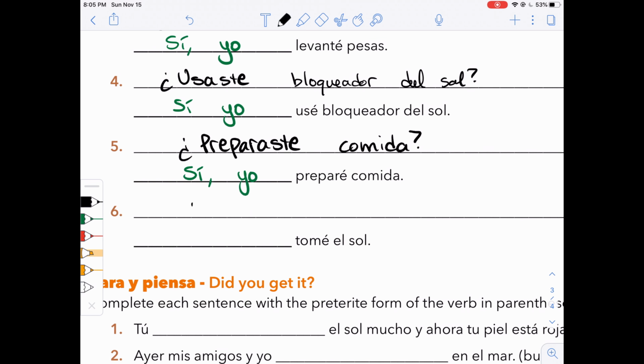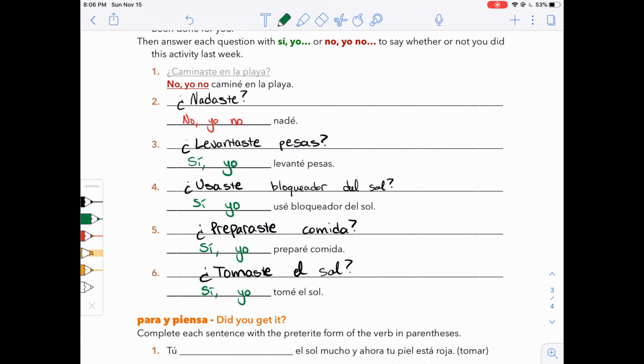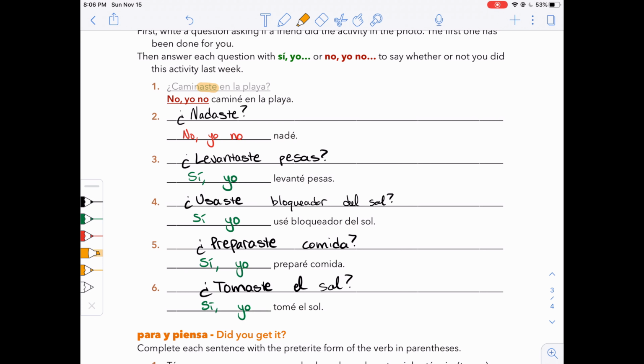Y, finalmente, did you sunbathe? ¿Tomaste el sol? And I did, in fact. So, I'm going to say, sí, yo tomé el sol. If you did not, you say, no, yo no tomé el sol. That's fine. Now, in addition to this whole thing looking like Christmas, there's a whole nother pattern. Every single question has that tú form. Caminaste, nadaste, levantaste, usaste, preparaste, tomaste. You'll also notice that each answer has the yo form. Yo caminé, nadé, levanté, usé, preparé, tomé. They all have the correct preterite forms.